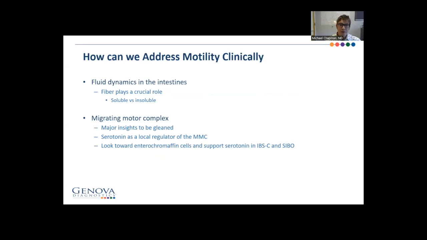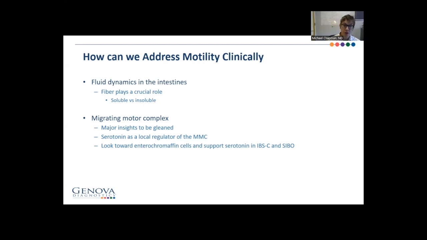One way to address motility clinically, we talk about fluid dynamics, and fiber plays a big role in this. I think you could have a whole boot camp on just when to use soluble and insoluble fiber and how to use fiber. There are a lot of great resources out there for that, so I'm not going to spend a ton of time there. But keep in mind, when you're reaching for fiber or recommending fiber, try to really specify what type of fiber might be best for this type of patient. I tend to find that people with constipation do a lot better with soluble fiber, and people with diarrhea tend to do better with insoluble fiber. So you can think a little bit about that.